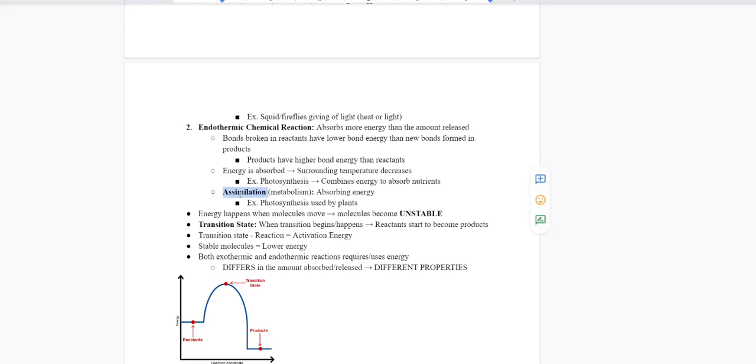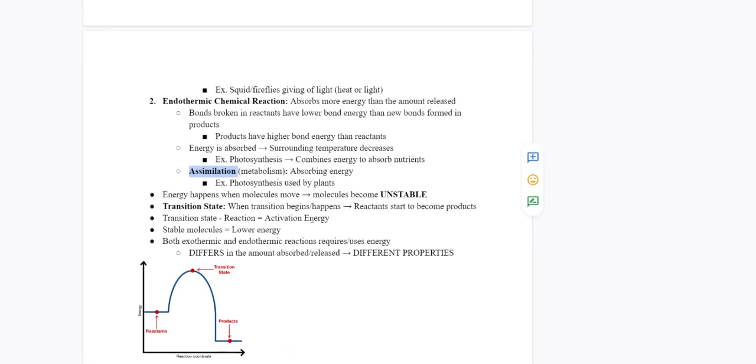An endothermic reaction is assimilation. So it absorbs energy, it takes it in. The example that I used before is very similar: photosynthesis. They use energy in order to absorb nutrients. So endothermic reactions are the exact opposite of exothermic reactions.